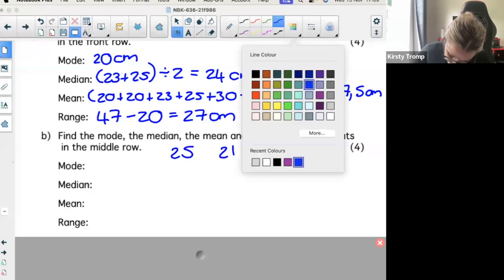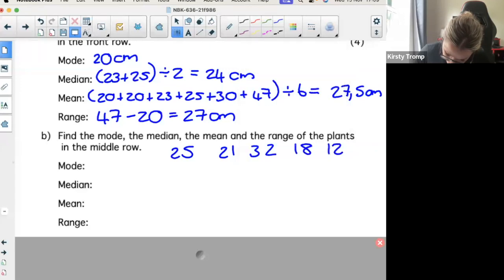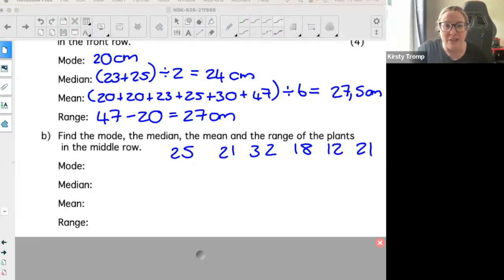12 and 20, 21. Right, guys. Nice little starter off a question to get you into things here. All right, you've got your pen, you've got your paper. You're going to go find those 4 different things for us. You're going to go find the mode, the median, the mean, and the range. All right, we are starting it off. Okay, go and have a look.